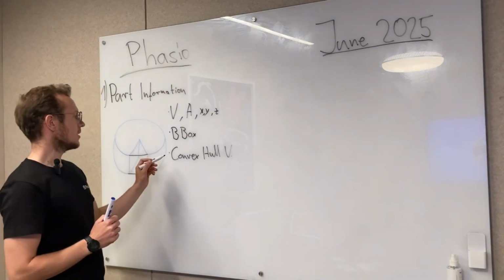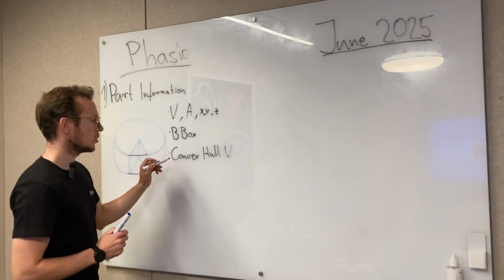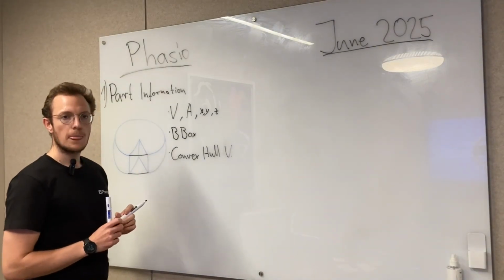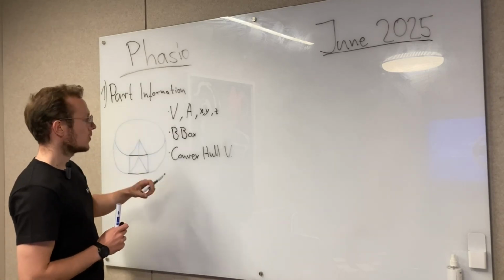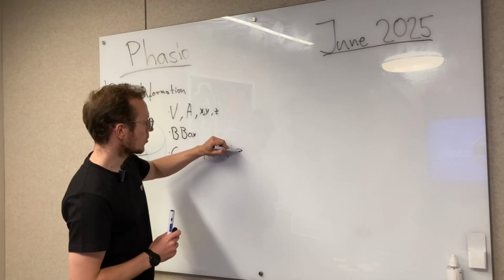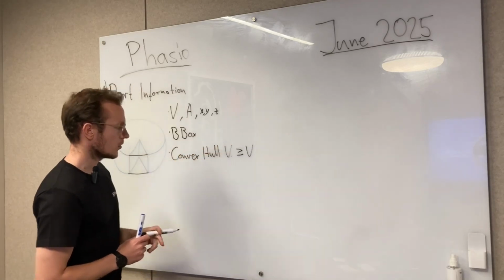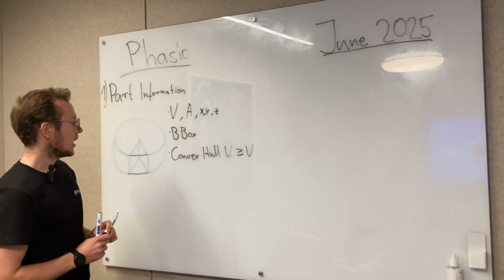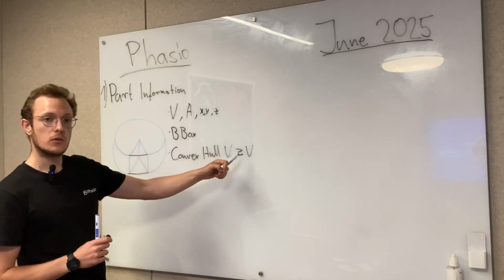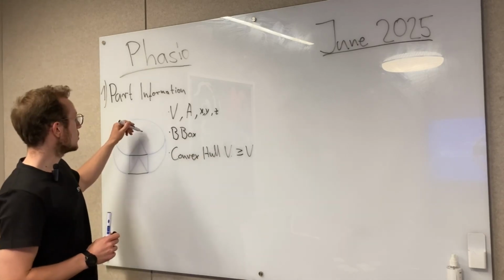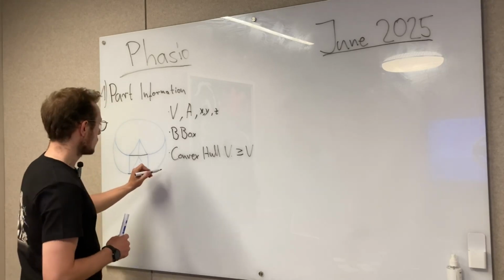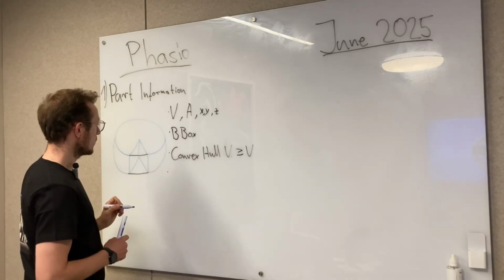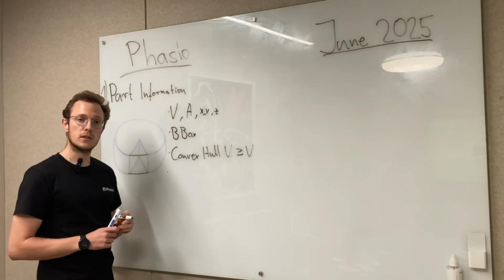And you can already tell that the convex hull volume is always greater or equal to the volume of the part. So if it's much greater than the volume, that gives you information about internal structure, which can be used later on. So let's look at the next one, a special case of the convex hull volume.